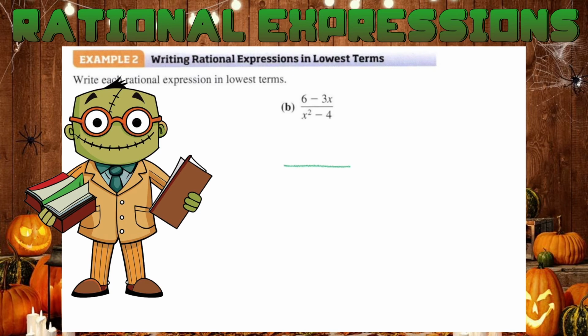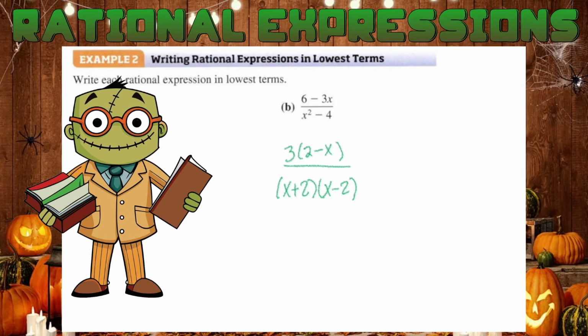The bottom stands out to me as the difference of two squares, so I know I'll have x plus 2 and x minus 2. Also, since this falls under the directions asking us to write it in lowest terms, I know I'm going to be able to reduce. That means that either x plus 2 or x minus 2 is going to be a factor of the numerator. Now, the way it's written right now, if I simply factor out a 3, I'll be left with 2 minus x, which looks close, but it's not perfect.